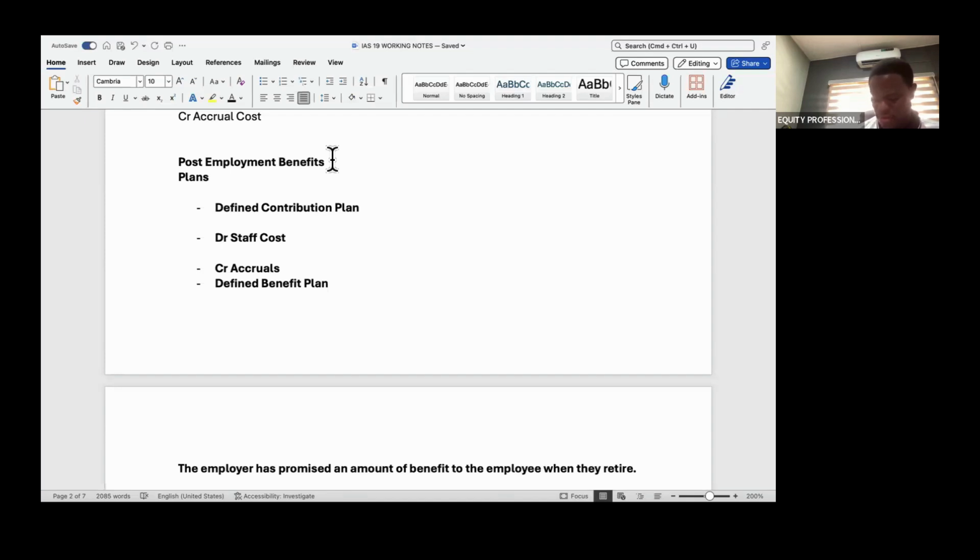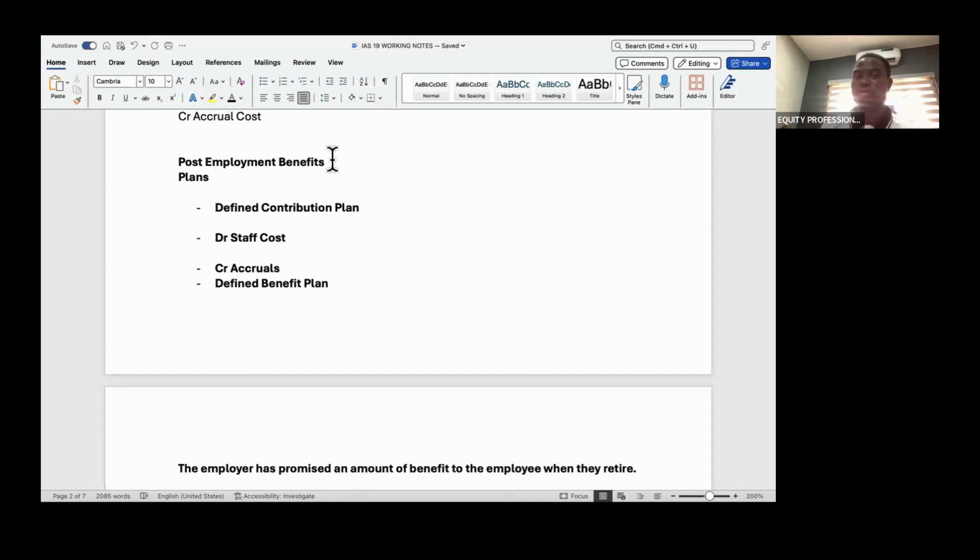And when does the employer then have the obligation to pay this benefit? When do they have the obligation to pay? Immediately the employees start working every month, they have an obligation to pay. They have that obligation, just that the obligation will be gradual.